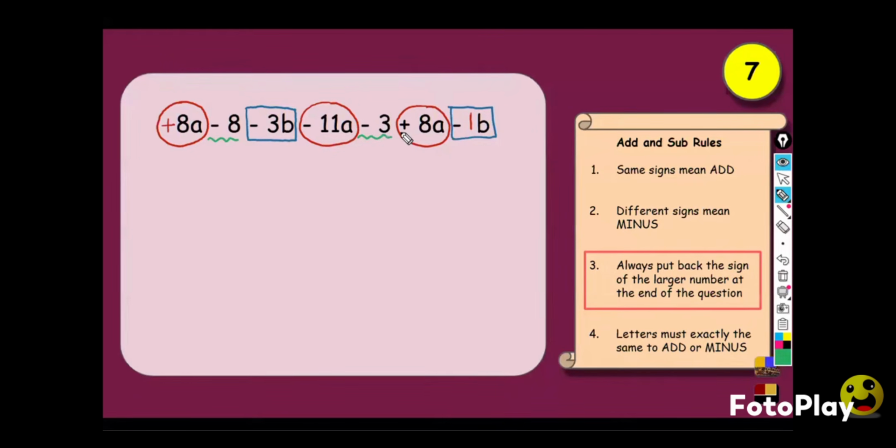So what I want to do is bring all the A's together, all the B's together, and then the non-letters together. So put your positive 8A, minus 11A and positive 8A together. All the B's together, minus 3B, minus 1B. And then the minus 8 and minus 3. How many people have at least up to there? Were you able to successfully bring all the A's, B's, and non-letters together? You call this grouping. When you group things together, grouping, right? Take it from there. Take a minute.